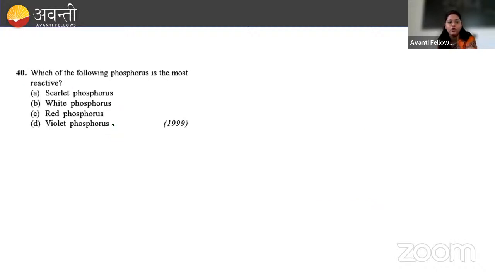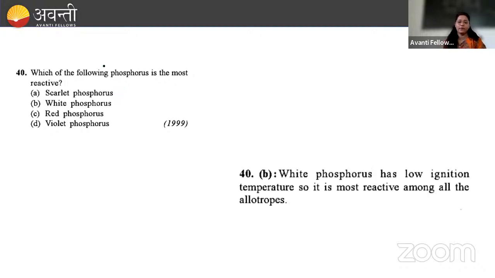Right? Next, which of the following phosphorus is most reactive? Scarlet phosphorus, white phosphorus, red phosphorus, or violet phosphorus? So among the phosphorus, white phosphorus has a low ignition temperature, so it is most reactive among all the allotropes of phosphorus. So because of this, white phosphorus is more reactive.